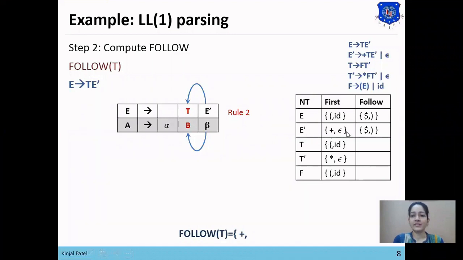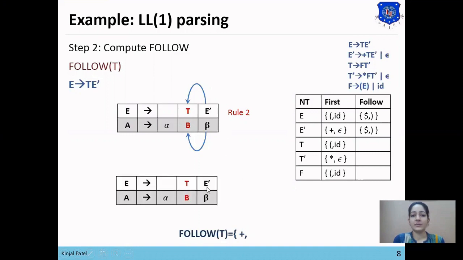As E dash derives null, so we will also apply rule 3, which says that substitute E dash with null. So our production will be like E produce T. As there is no symbol following T, so follow of E will be added in follow of T. So follow of E is dollar and closing bracket. So dollar and closing bracket will be added in follow of T.